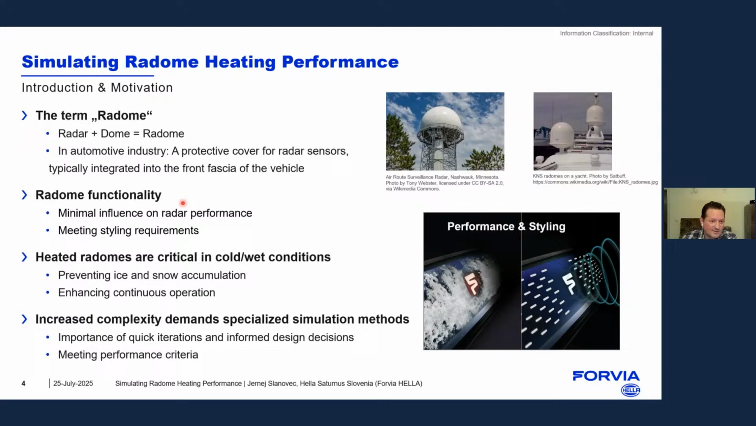Two words about functionality. Twofold functionality, one could say, is the radome. It must look nice, and it must be as transparent for the radar waves as possible. And especially this transparency when it comes to harsh conditions, wet and cold, is in danger. Why? Because ice might form, we don't want this, or ice might be already present and we want to de-ice it. And for this reason, a lot of the radomes that are developed nowadays are heated.